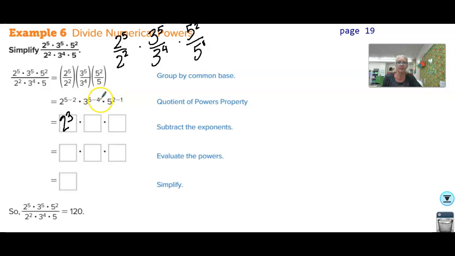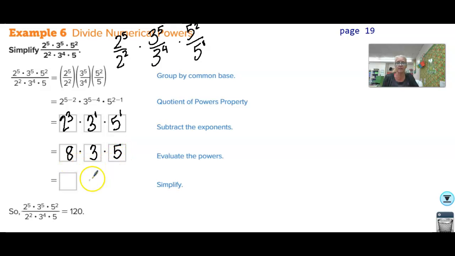3 to the 5 minus 4 is 3 to the 1st power. And 5 to the 2 minus 1 is 5 to the 1st power. Okay? Then if you want to evaluate, meaning tell me what it's equal to, 2 to the 3rd is equal to 8. 3 to the 1st is equal to 3. And 5 to the 1st is equal to 5.